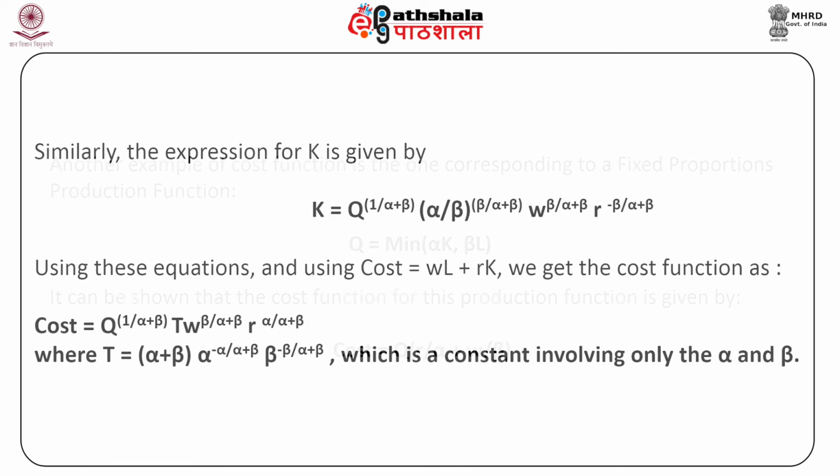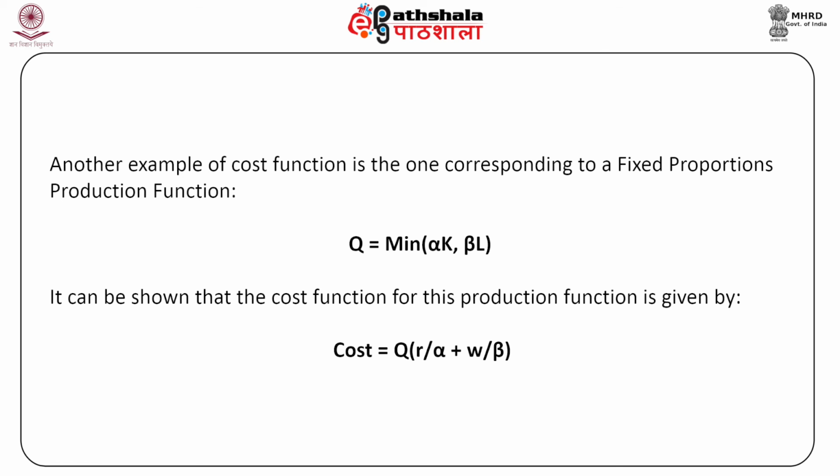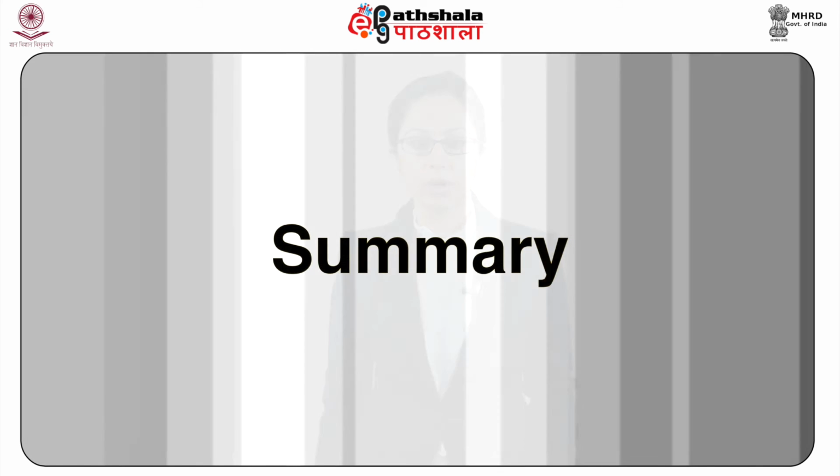Another example of cost function is the one corresponding to a fixed proportions production function. Q is the minimum of alpha into K and beta into L. It can be shown that the cost function for this production function is given by cost is equal to Q in bracket r upon alpha plus w upon beta. Equation 15.